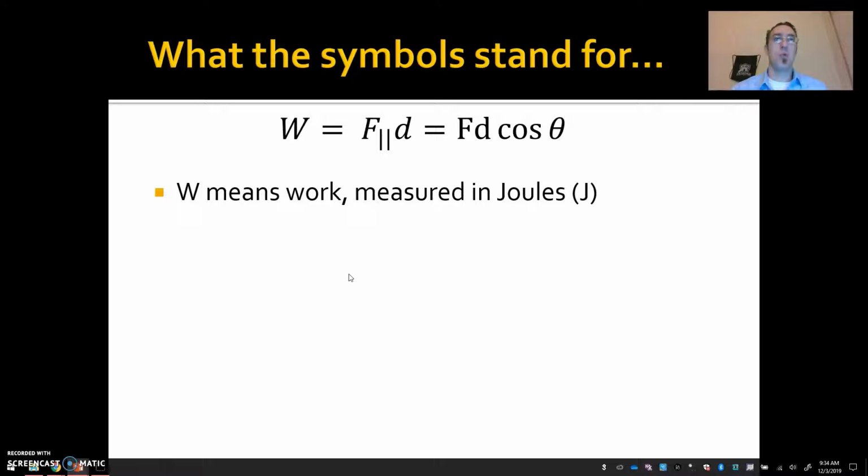So the W stands for work, not weight. A lot of times people get confused and put in weight here. Remember, weight is a force. So weight is Fg, not W. It's measured in joules, and the symbol for joules is capital J.